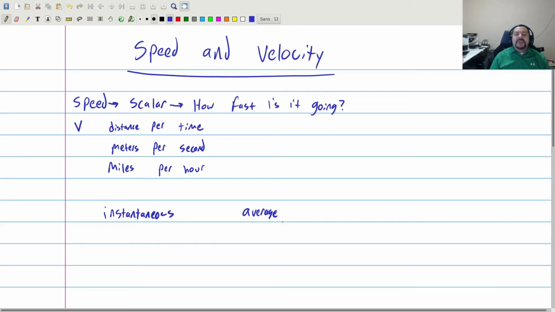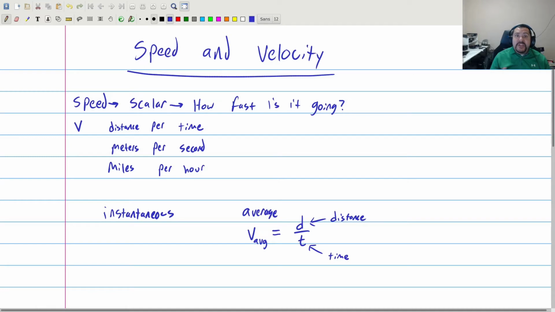But average speed is a little bit different. We don't usually measure it that same way. Instead, we calculate average speed. And the formula to calculate average speed is going to be this. V average, so we use subscript AVG to represent average speed, is going to be equal to D over T, where D is going to stand for distance, and T is going to represent time.